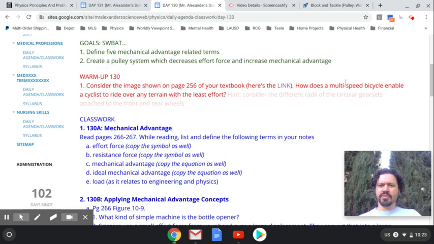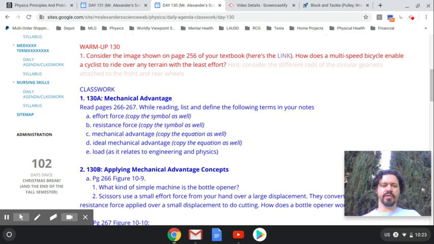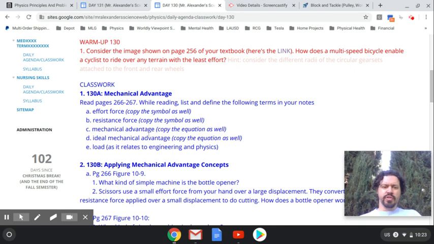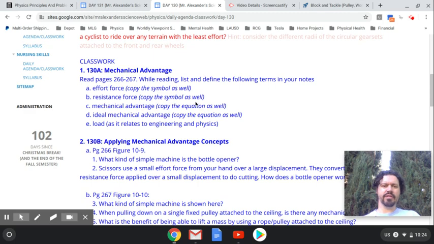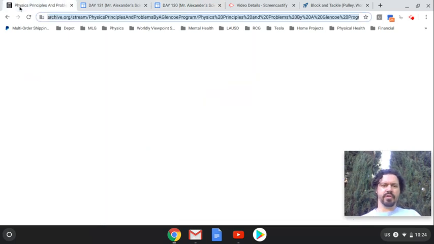So some important things. First of all, how do we get a multi-speed bicycle to ride over any terrain? Changing the gears. So we're going to learn about changing gears today and how that works. You should have the definitions for these things: effort force, the force you put in, the resistance force that comes out of that, and then mechanical advantage. Let's talk about that real quick.